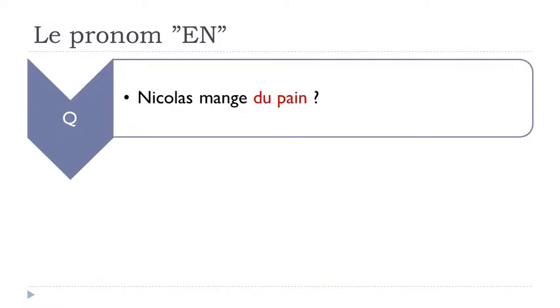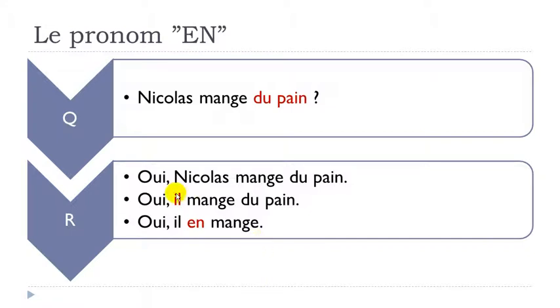So if you have a question like "Nicolas mange du pain", of course, the first possibility that you could have would be to answer "oui, Nicolas mange du pain". So manger is to eat, du pain, some bread. In that case, that's really the partitive form. So you don't want to specify the quantity, but it's some. Of course, the first option that you would have would be to answer like that: oui, Nicolas mange du pain. So you repeat everything.